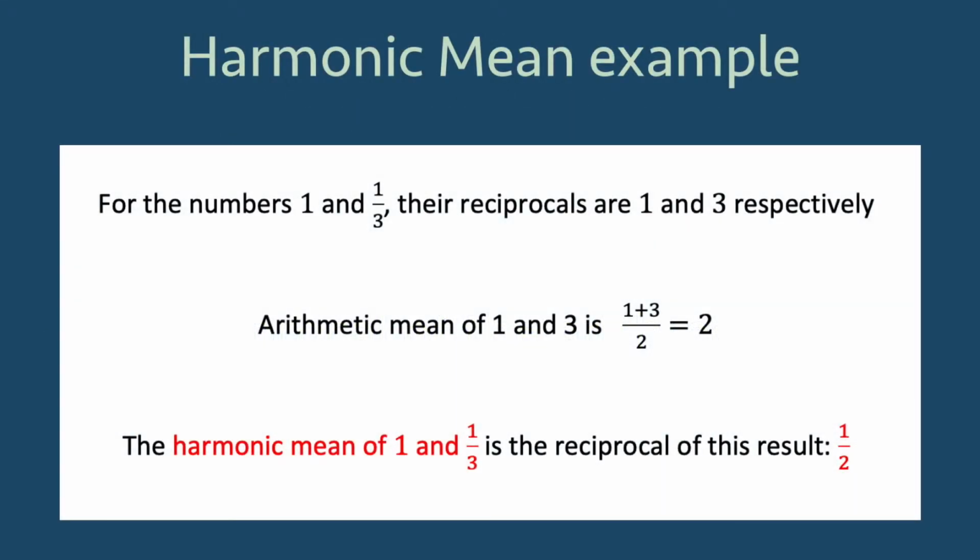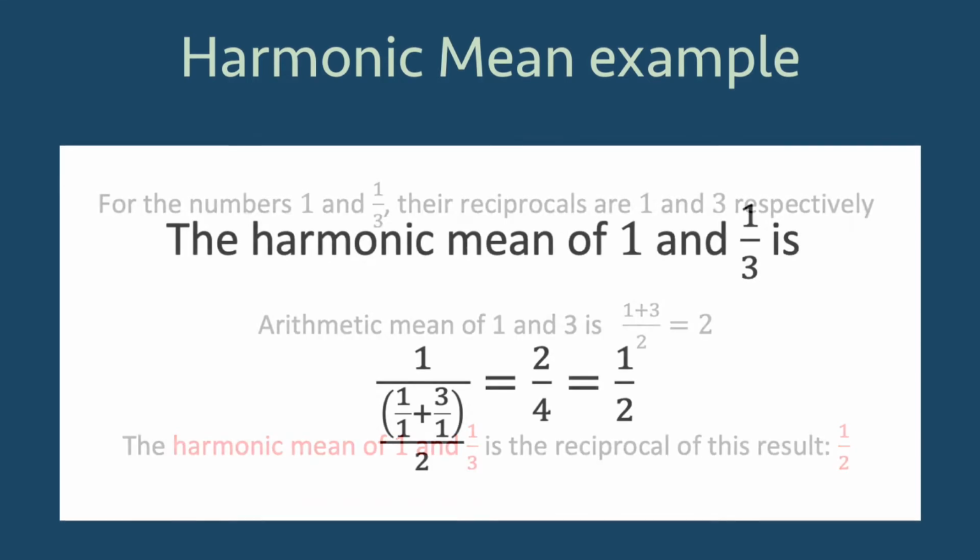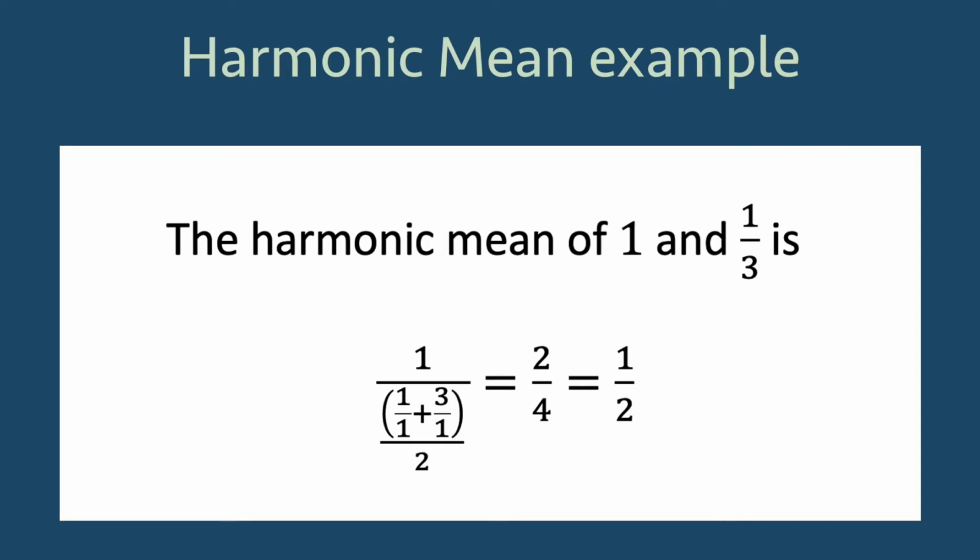Consider the two numbers 1 and 1/3. Their reciprocals are 1 and 3 respectively. The arithmetic mean of those reciprocals is (1 plus 3) divided by 2, which is 2. And the reciprocal of that result is 1/2, which is the harmonic mean of the numbers 1 and 1/3. Putting it all together, the harmonic mean of 1 and 1/3 is 1 divided by the fraction (1 over 1 plus 3 over 1) divided by 2, which is equal to 2/4, which is equal to 1/2.